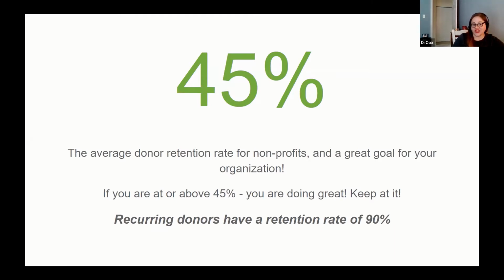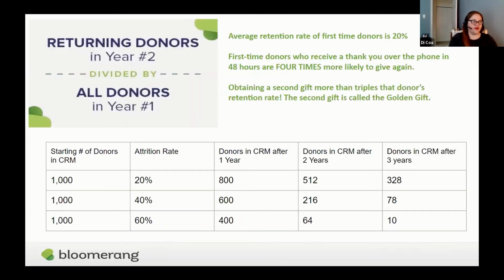Recurring donors have a retention rate of 90%. So the higher your retention rate is already, the better off you are. And if you can transform some of them into recurring donors, the better off you are long-term.